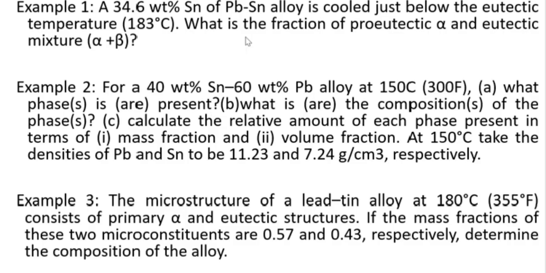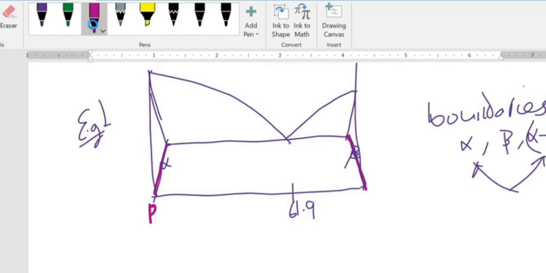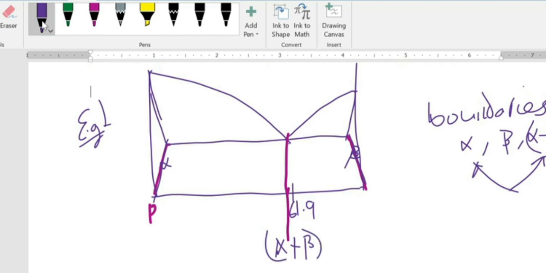So let's look at the question again. It says, what is the fraction of proeutectic alpha and eutectic mixture? So the question is asking us about a boundary between alpha and alpha plus beta. In this case, this is our alpha plus beta boundary, because this is the only place you will have alpha plus beta at 61.9. In this case, we only have two boundaries, alpha and alpha plus beta.